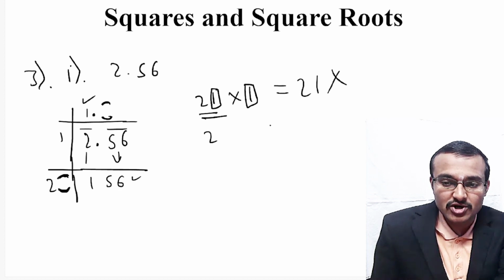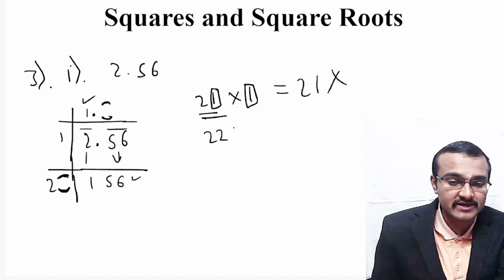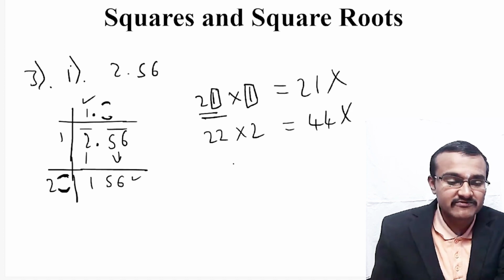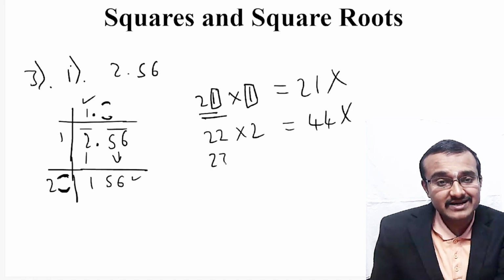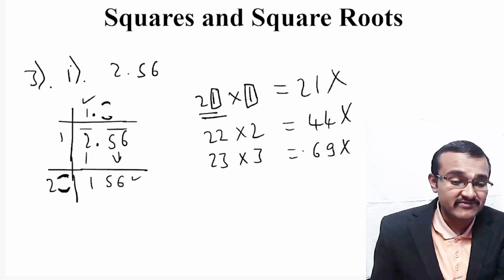So it is not equal to 156. Let us try with 2. We'll take 2 here. So 22 into 2 will be 44. This is also not equal to 156. Next we'll take 23. So 23 into 3 will be 69. That is also not equal to 156.